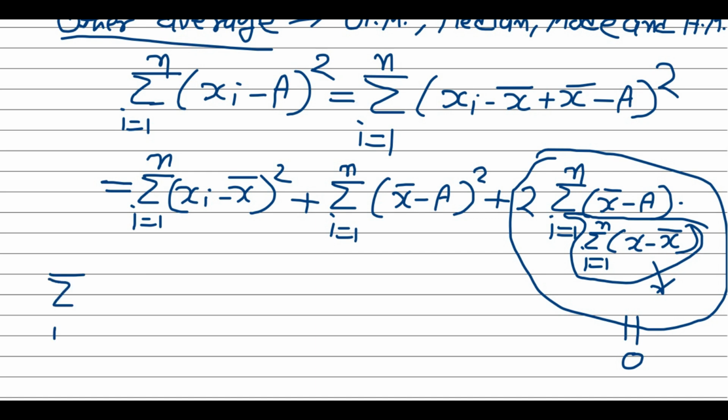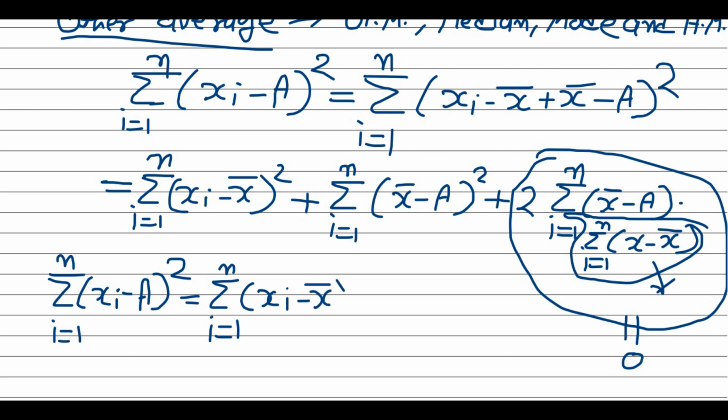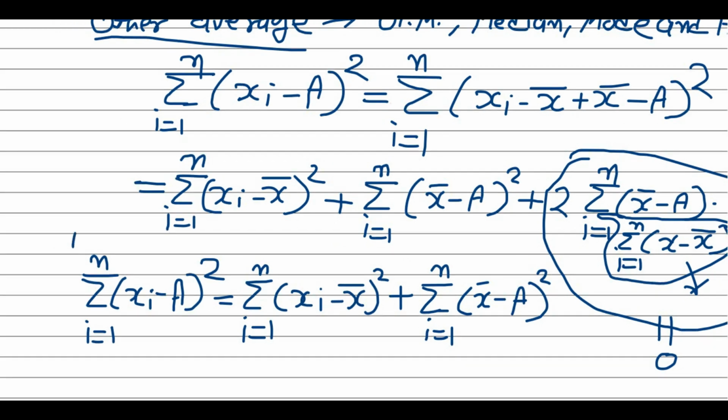summation over i = 1 to n (xi minus a) whole square is equal to summation over i = 1 to n (xi minus x bar) whole square plus summation over i = 1 to n (x bar minus a) whole square. So we have this expression.